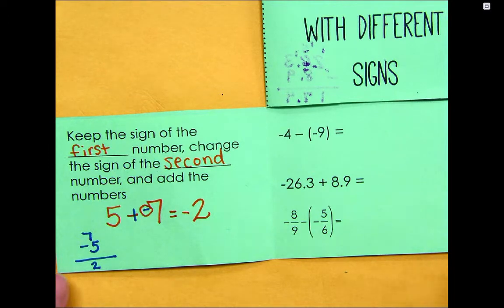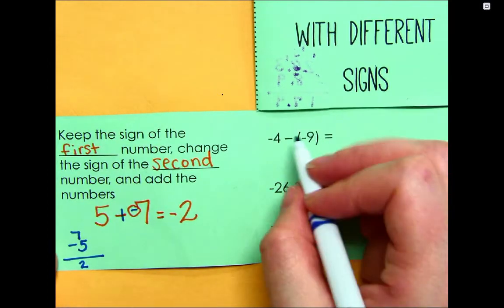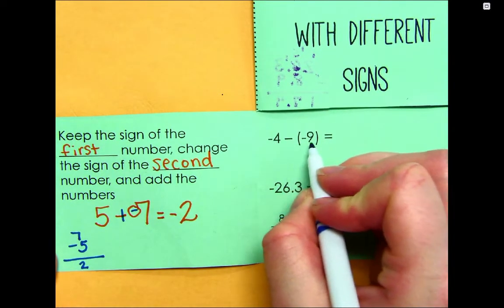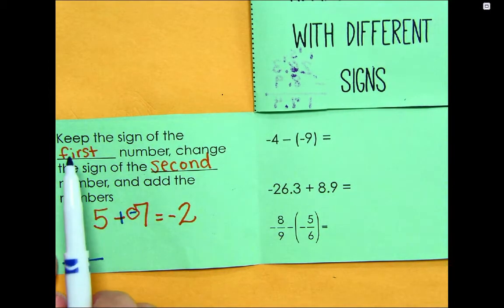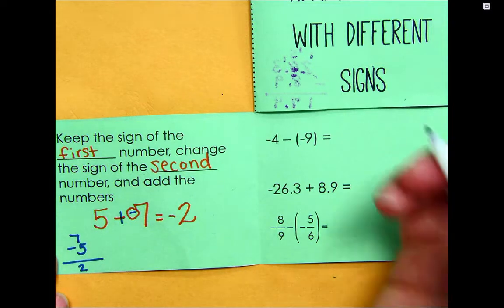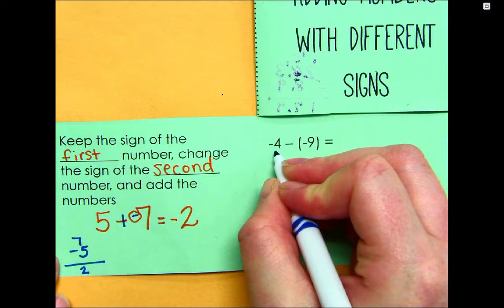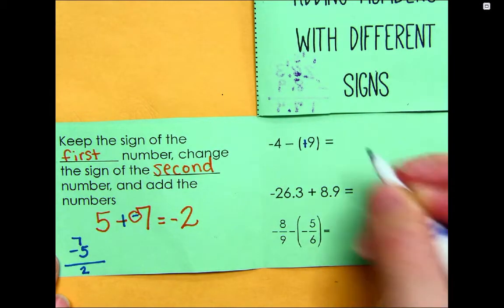Okay, you can also remember the double negative. So I'll show you what to do there. Okay, so we have a negative 4 minus a negative 9. So you can do a couple of things. It says keep the sign of the first number, change the sign of the second, and add the numbers. So keep the sign of the first, change the sign of the second. So this is negative, now it's going to become positive. And then add them.